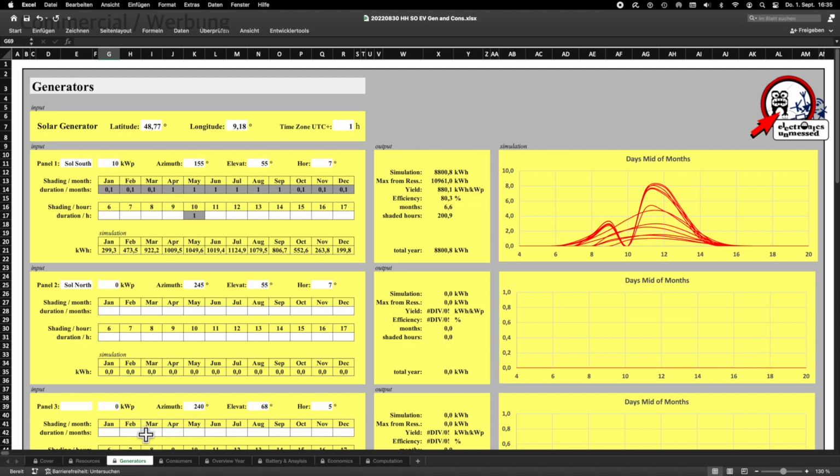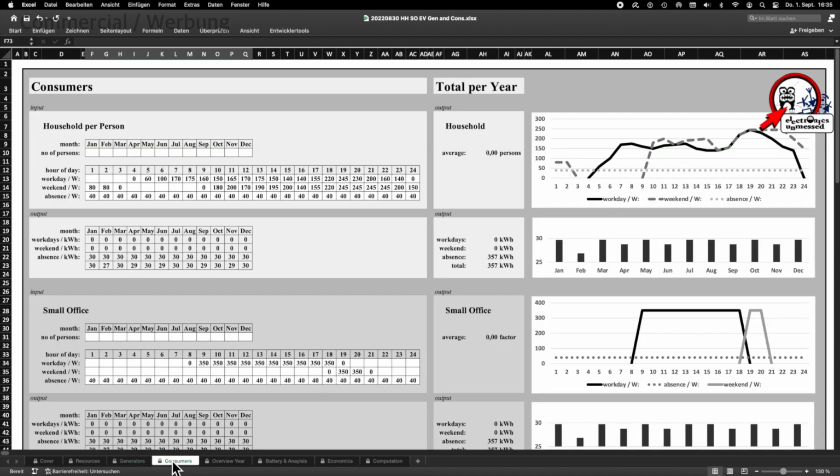Let's go to the sheet Consumers. This sheet helps a lot to estimate your consumption from the household, from a small office, from air condition or heating, and from an electrical vehicle. I mean, it's rather the exception that you would have your consumption profiles at hand. In case you have smart meters, you might be able to make your estimates more precise. In any case, the estimates you can get with that sheet are a good starting point.